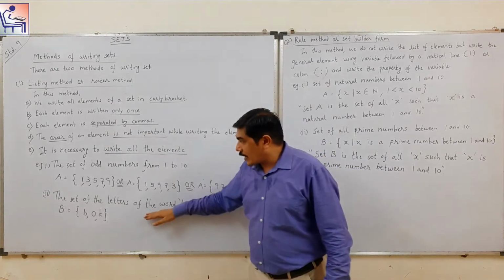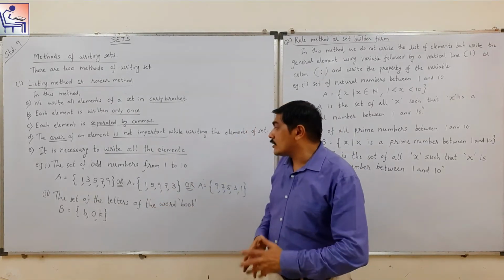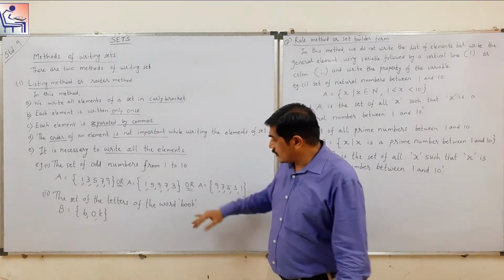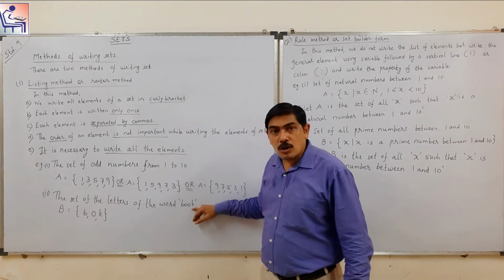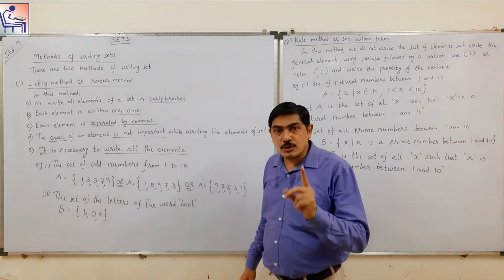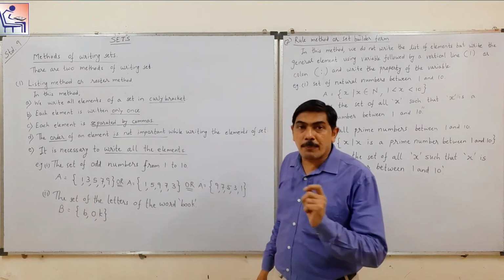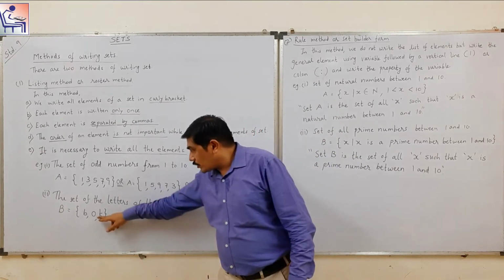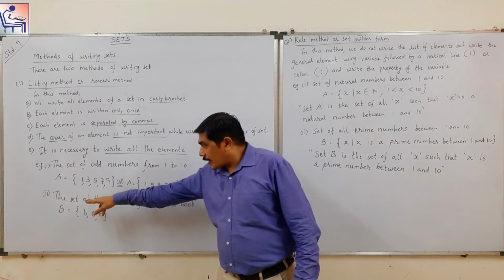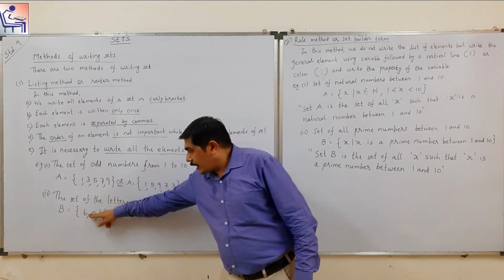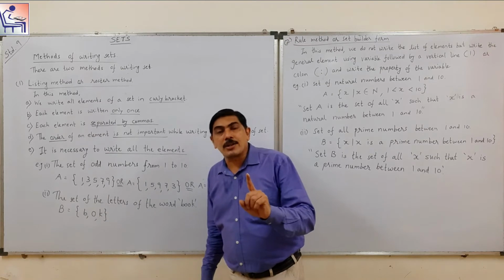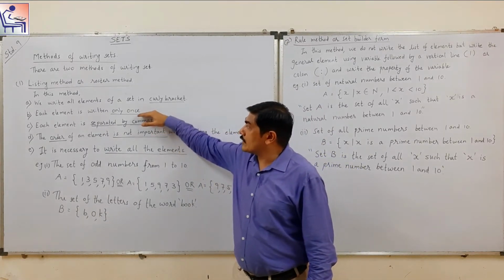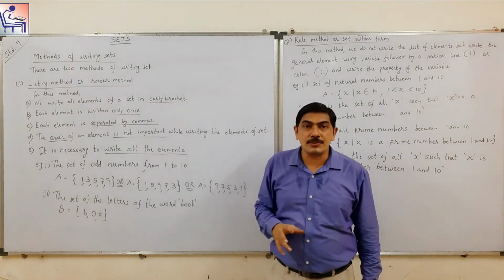And now the second example, the set of the letters of the word book. If you mark here in the spelling of word book, there are 2 times O. So we cannot repeat the O. We can write only once. So the elements are set B is equal to, within a curly bracket, B-O-K. O is written only once. Why? Because each element is written only once.